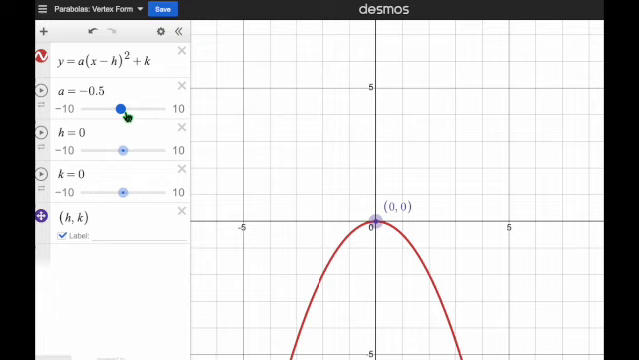So in terms of how wide it is, just ignore the negative sign and know that if it's between 0 and 1, then it's going to be a wider vertical compression. And if you ignore the sign, anytime it's more than 1, it's going to be vertically stretched.